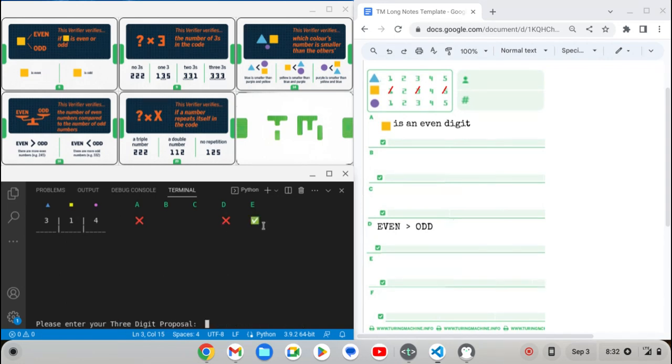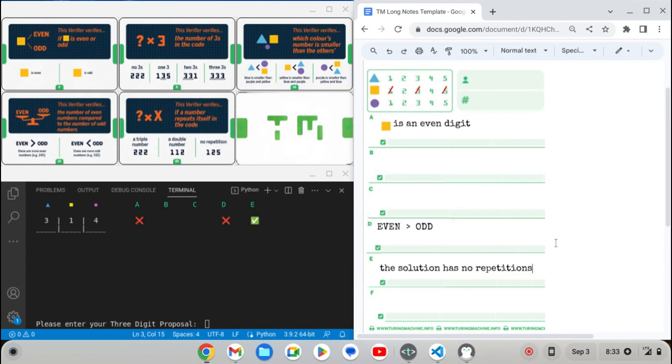Okay, so in this response from the Turing Machine, it does approve. Now notice that we're looking at all the different digits, and in my proposal of 314, they're all distinct, no repetitions, and the Turing Machine agrees with that. So let's go ahead and type that up in our notes for section E, and that is that the solution has no repetitions.